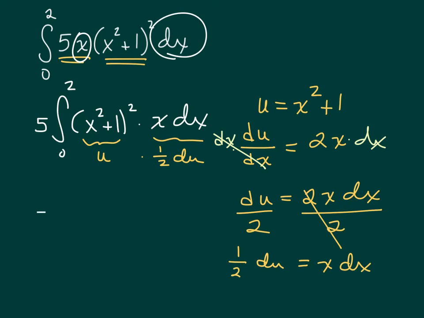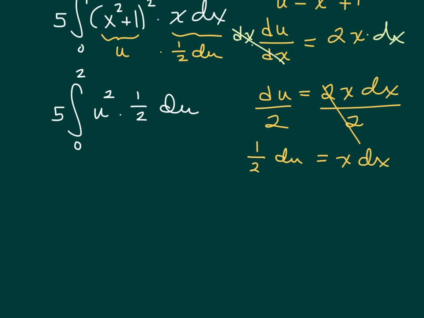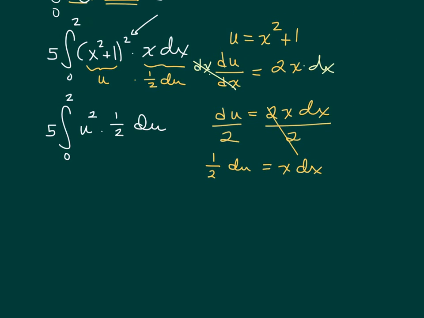So rewriting it, I write everything in terms of u. Inside the parentheses is u. I need that square on the outside. Where I see x dx is 1/2 du. And now from here, I can move the 1/2. I can bring that out front, so that becomes 5 over 2. And then u squared du.